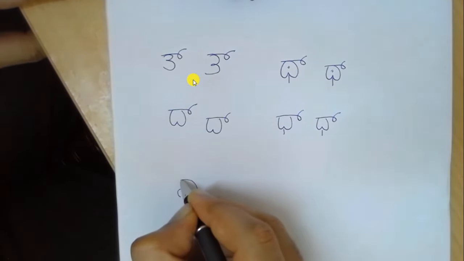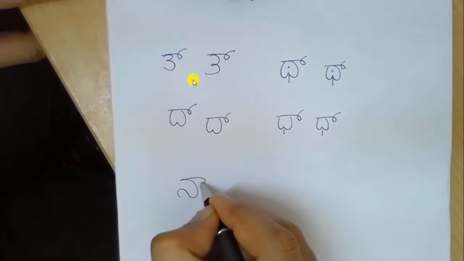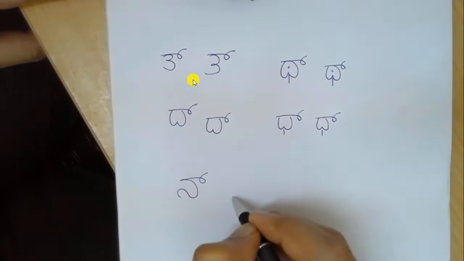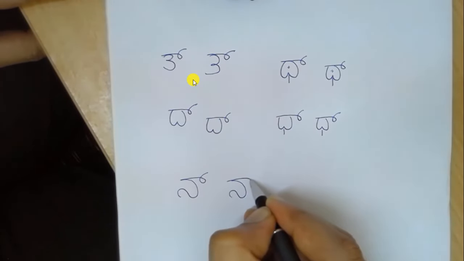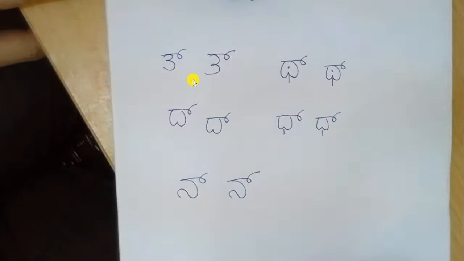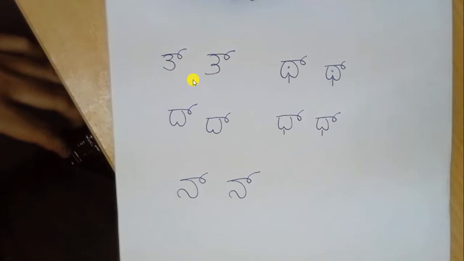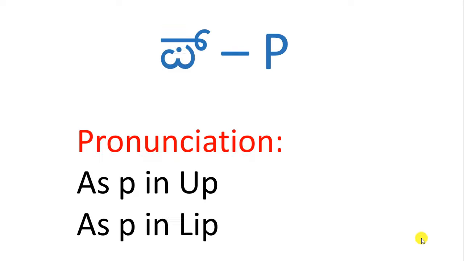This is how you write the root consonant n. Okay, and that is how you write it. The next root consonant is p.